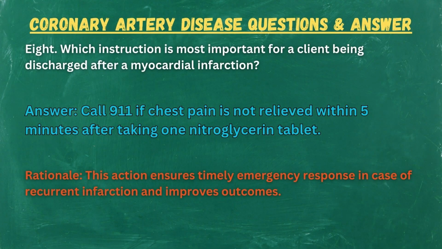8. Which instruction is most important for a client being discharged after a myocardial infarction? Answer: call 911 if chest pain is not relieved within 5 minutes after taking 1 nitroglycerin tablet. Rationale: this action ensures timely emergency response in case of recurrent infarction and improves outcomes.